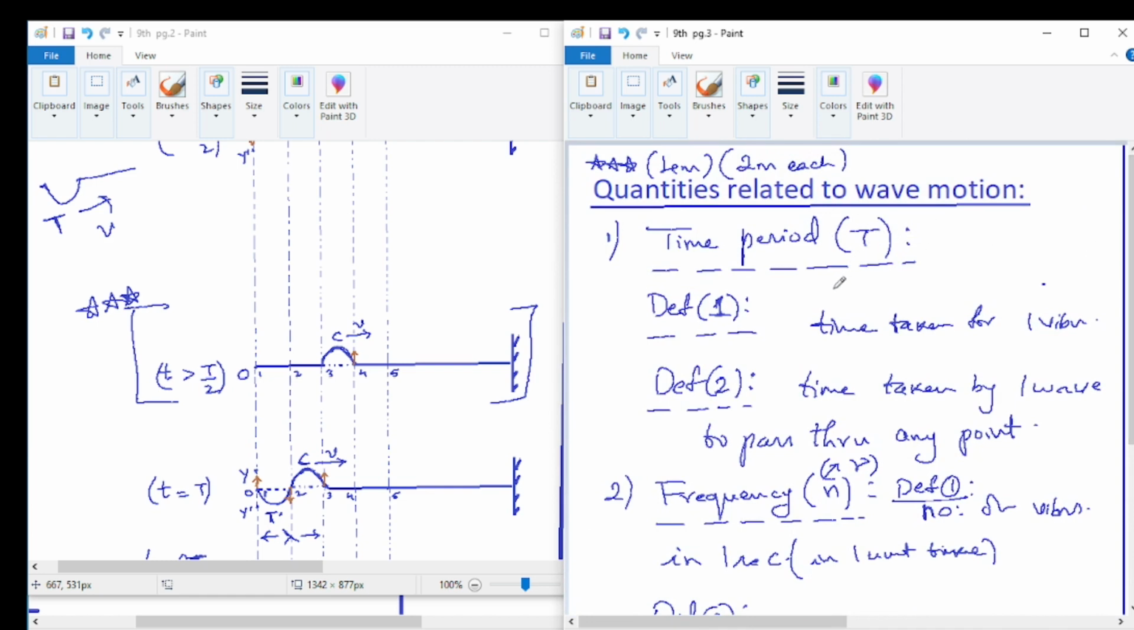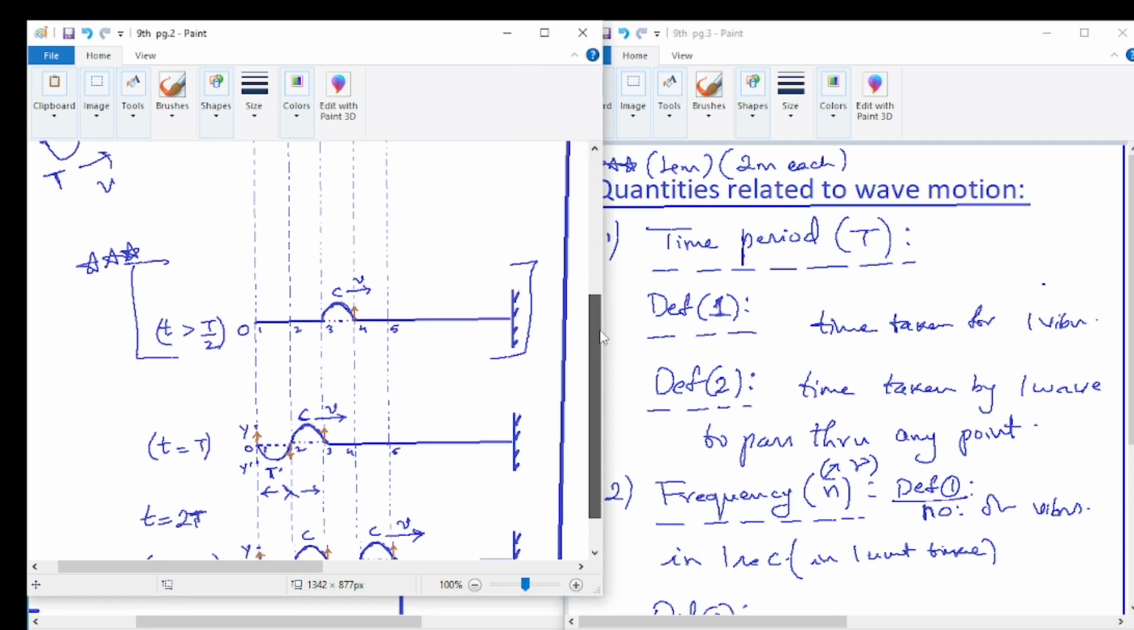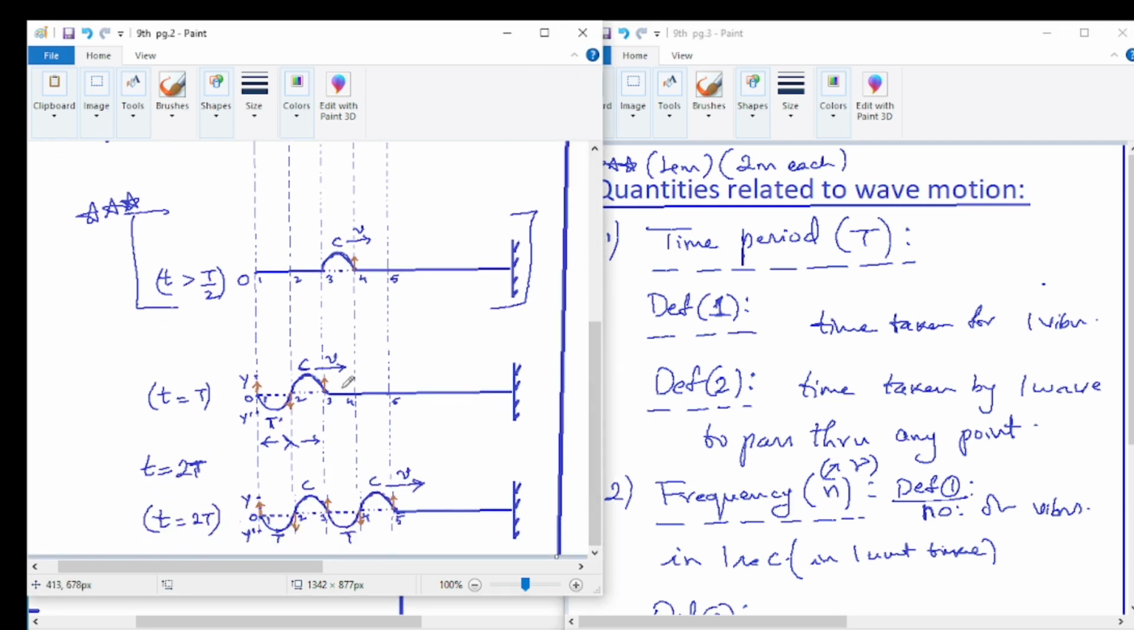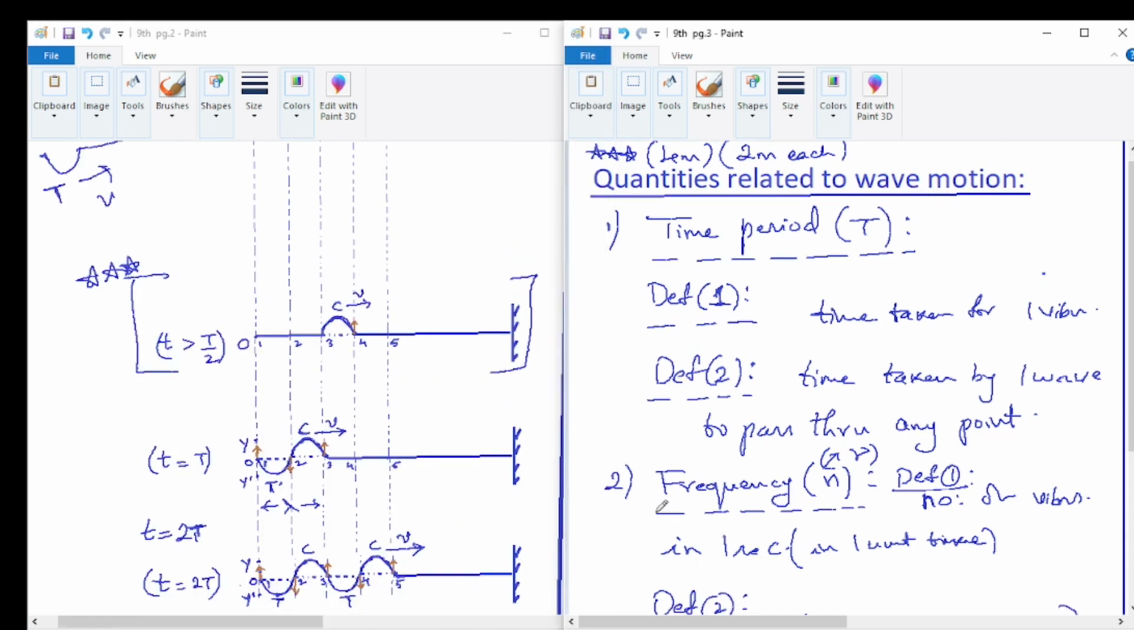Now I said all these 5 different quantities, we are obtaining all of them from what? From this simple formation of wave. From this simple diagram only, almost everything we got. Now it has still further uses.